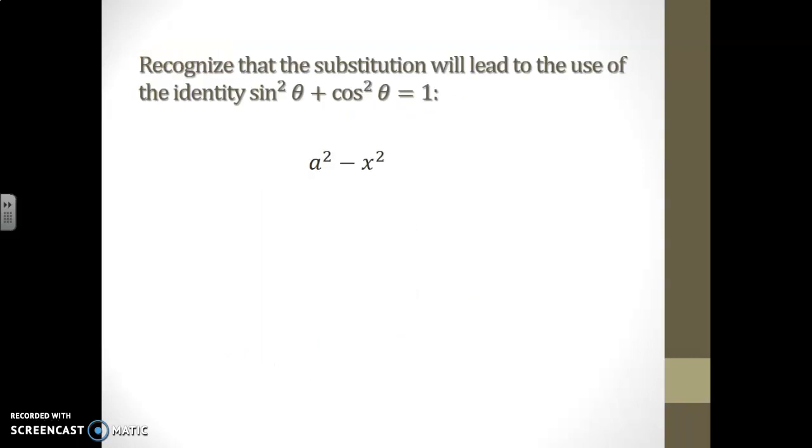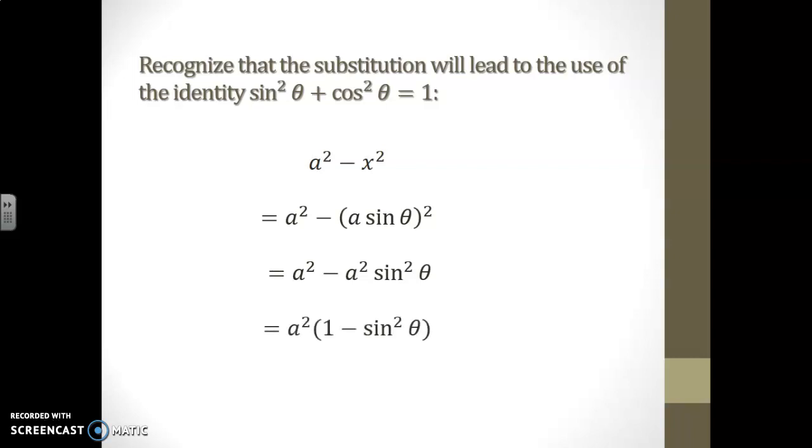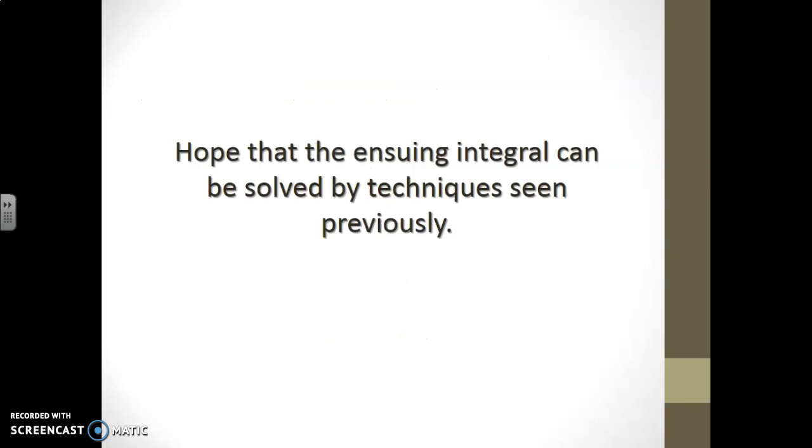Along the way, we will have to recognize that the substitution will lead to the use of sine squared plus cos squared theta equals 1. Actually, notice how using an x value of a sine theta and squaring it creates a common a squared to both terms involved, and by factoring it, 1 minus sine squared theta can be recognized as cos squared. What we hope for is that this will result in something easier to solve.